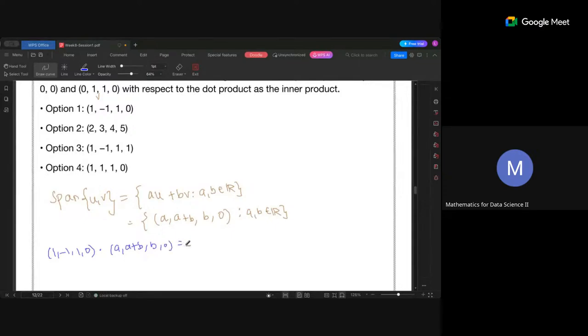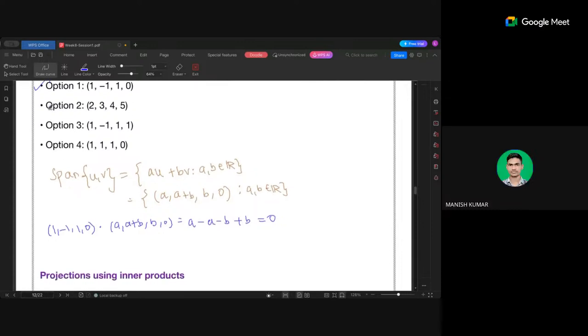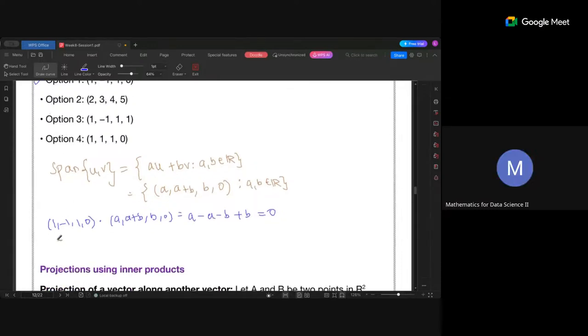So, what is this equal to? A minus B plus B. Is this equal to zero? Yes, ma'am. So is this orthogonal? Yes, ma'am. Okay, what about option two?